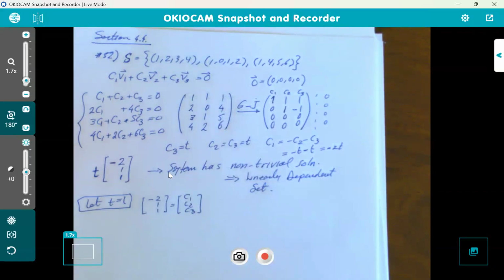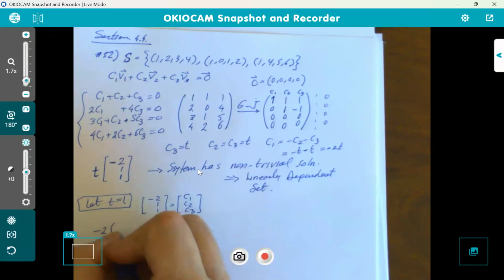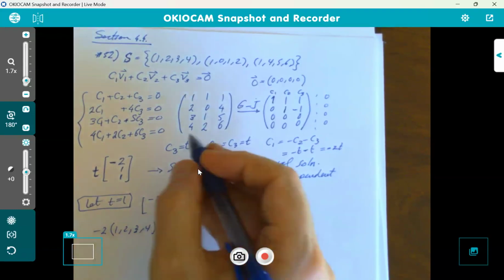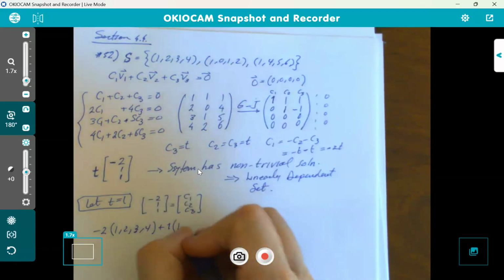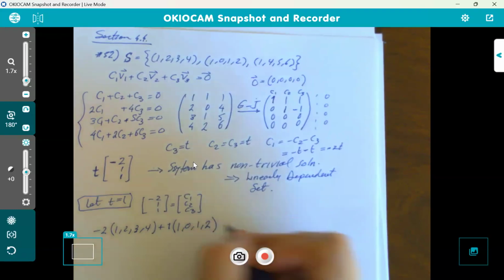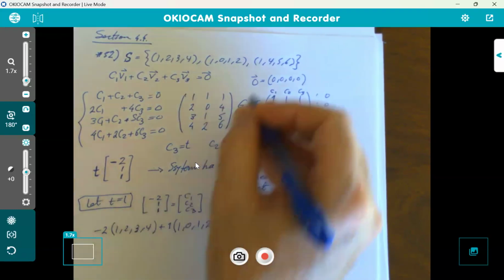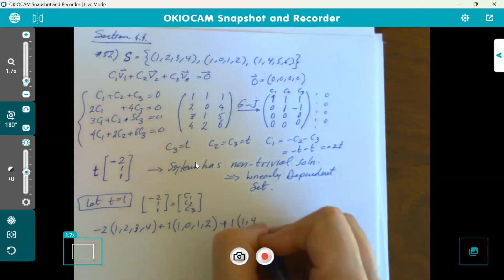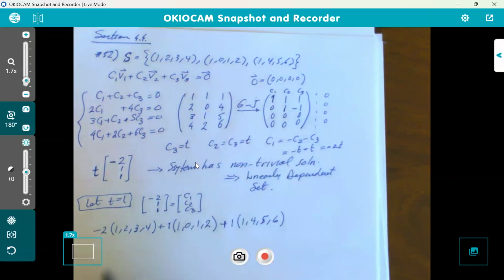That's one such solution. So I'm going to do negative 2 times the first vector, negative 2 times 1, 2, 3, 4, plus C2. C2 is 1. 1 times 1, 0, 1, 2. Plus C3 is 1 also. 1 times 1, 4, 5, 6. Now let's do this.